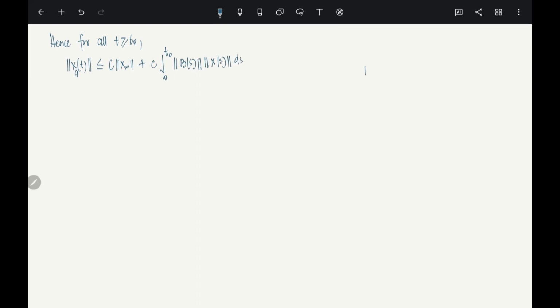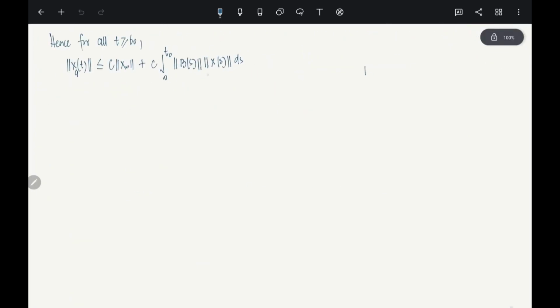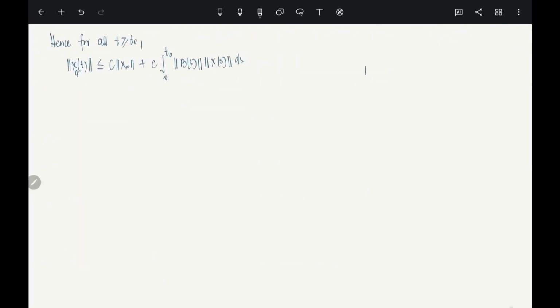Yeah, you can write it like this. See, x of s, b of s, and this whole thing is e to the power a (t minus s), the norm of this. This is always dominated by c, so I can just write it as c times the norm of b of s, norm of x of s. See, this is what I wrote. Clear? I hope this is clear. Okay, so let me make it cleaner. Okay, now what do we have?